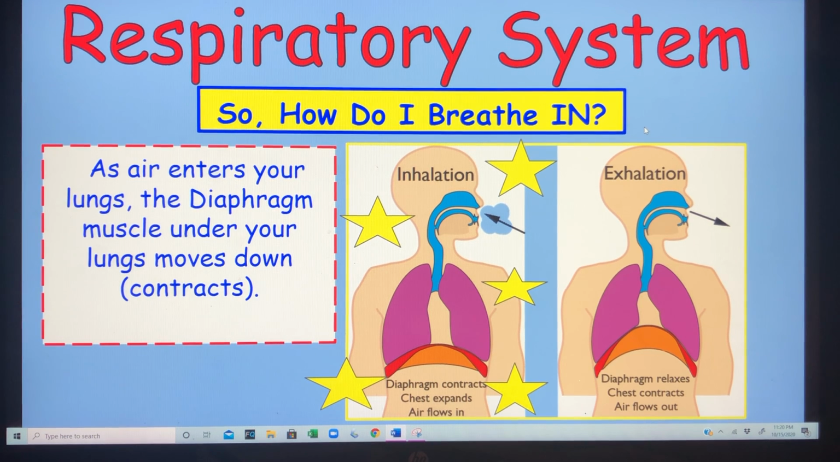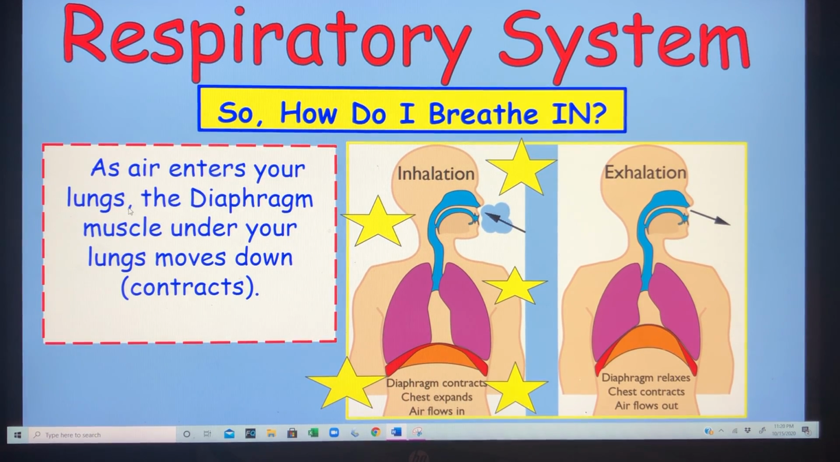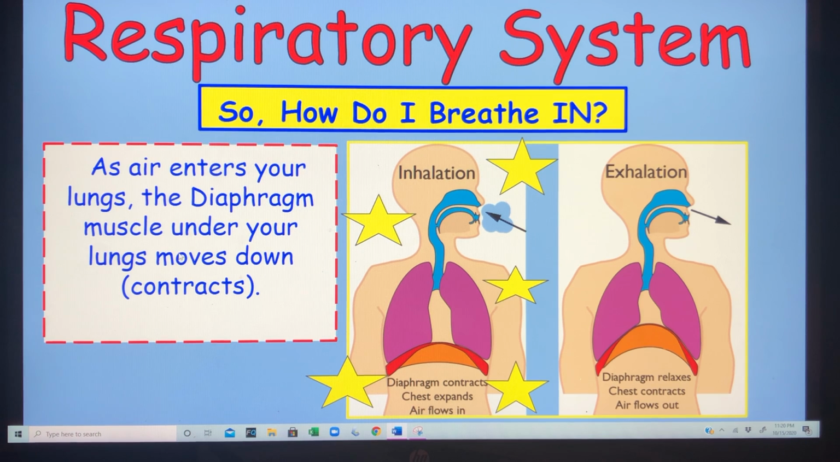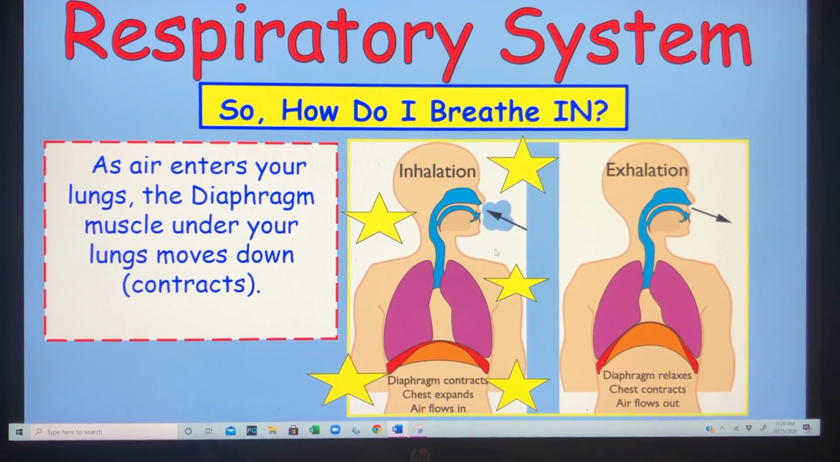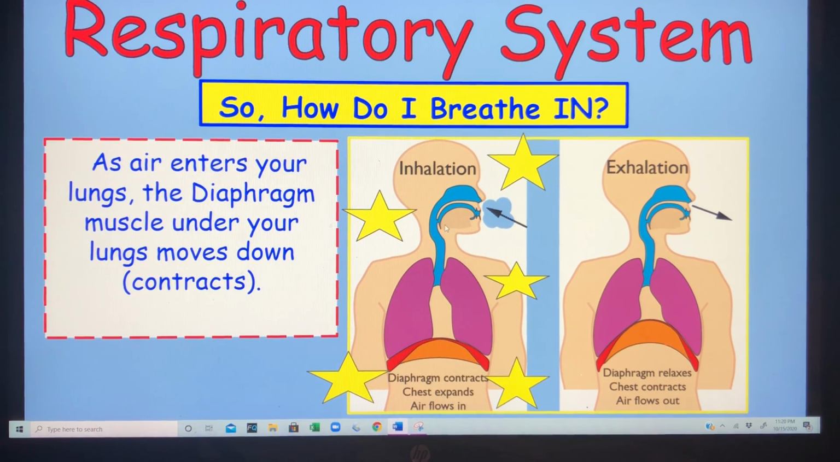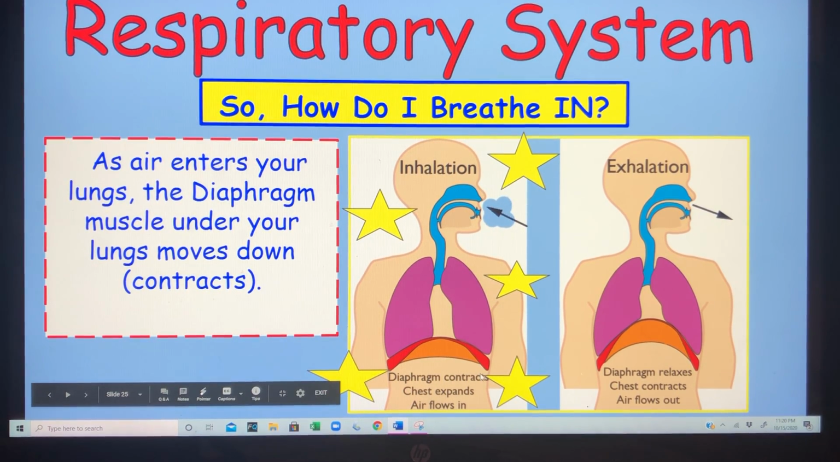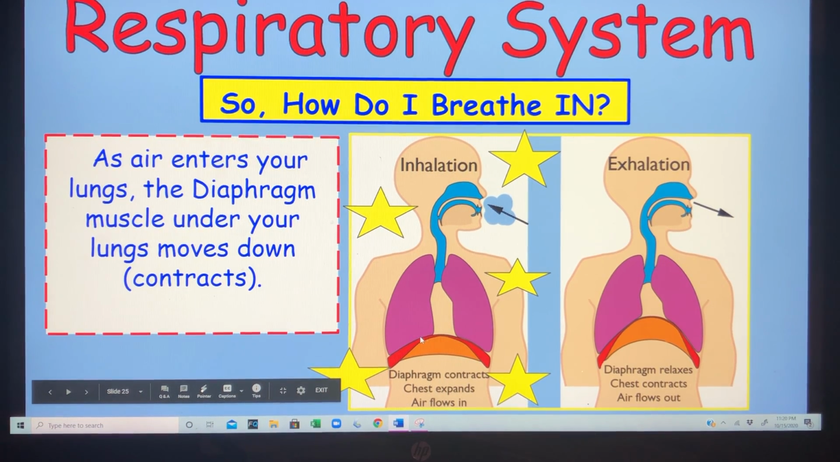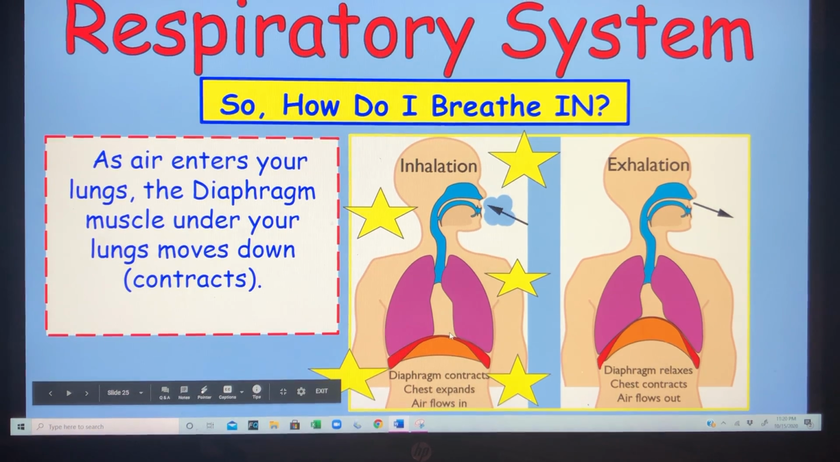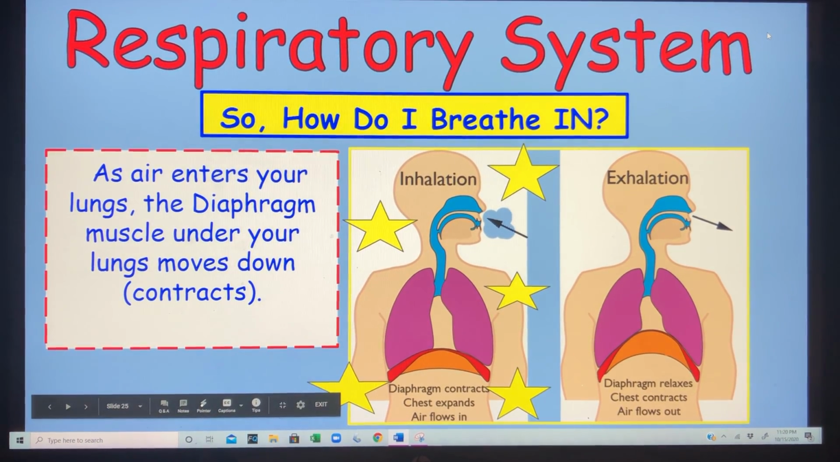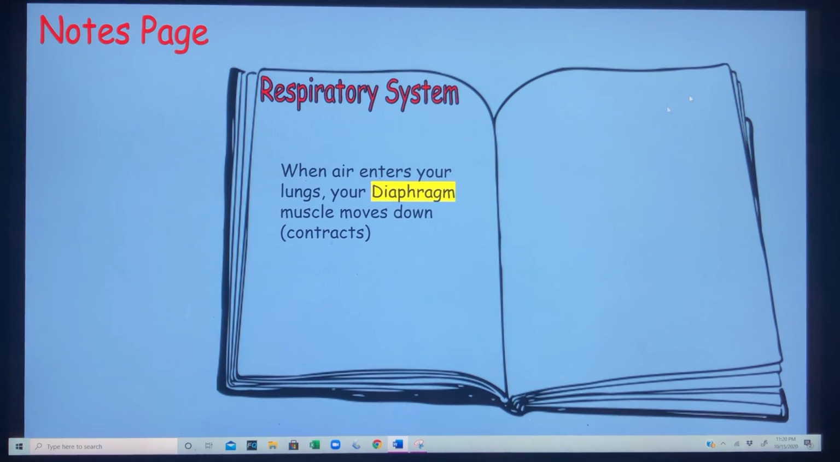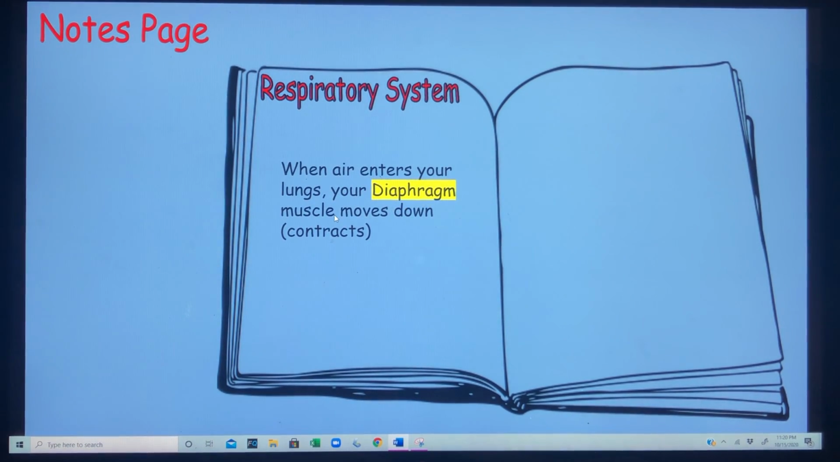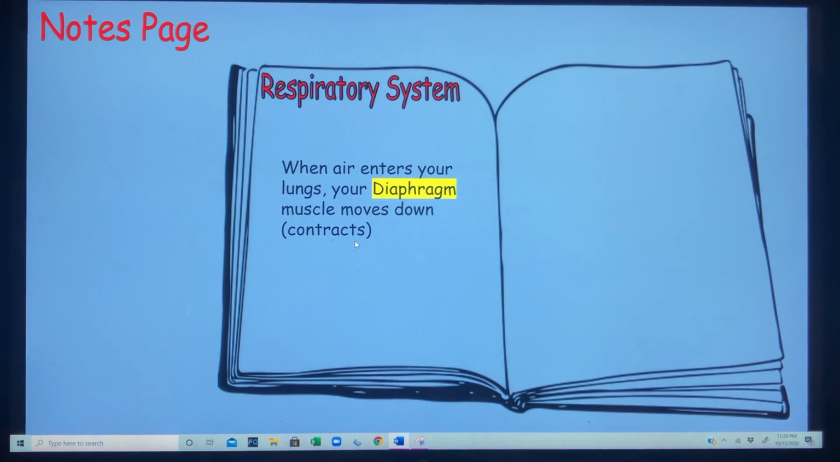So how do I breathe in? As air enters your lungs, the diaphragm muscle under your lungs moves down and contracts. So again, when you breathe in air, your diaphragm muscle will move downwards, and that allows extra space in your lungs, in your chest cavity, to hold extra air. Your entry in your ISN should say, when air enters your lungs, your diaphragm muscles move down, they contract.